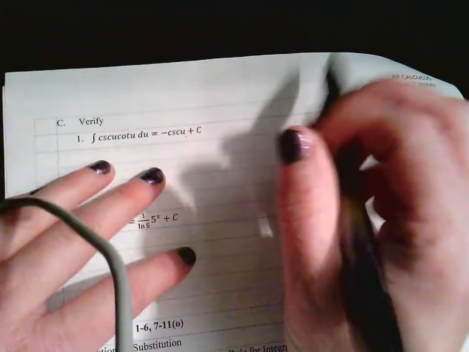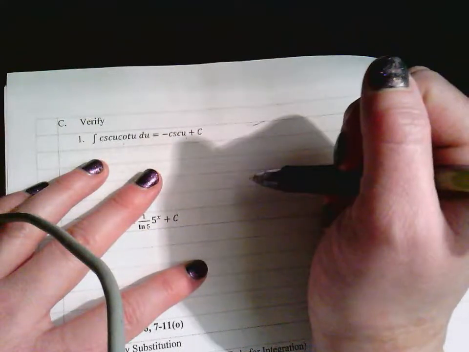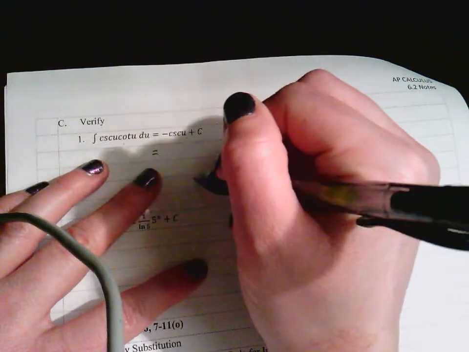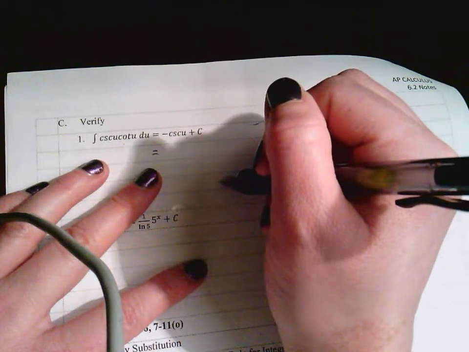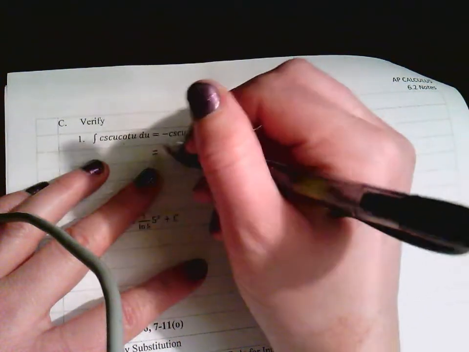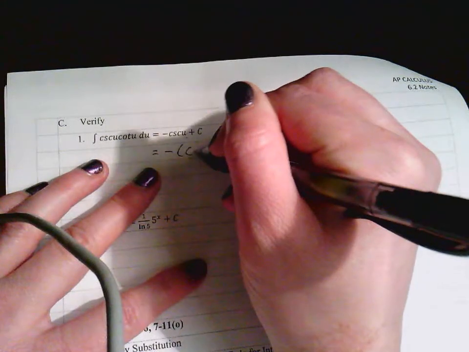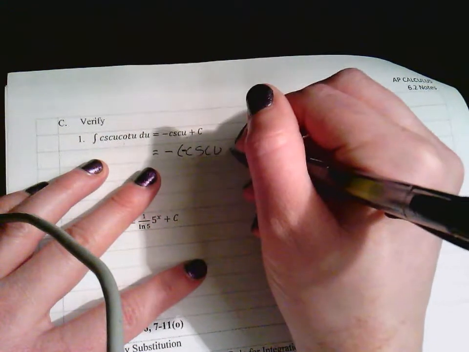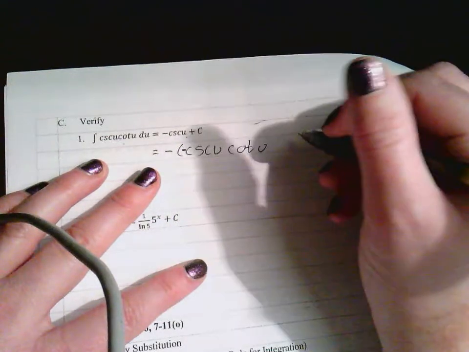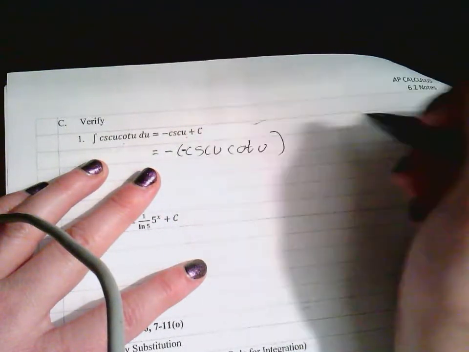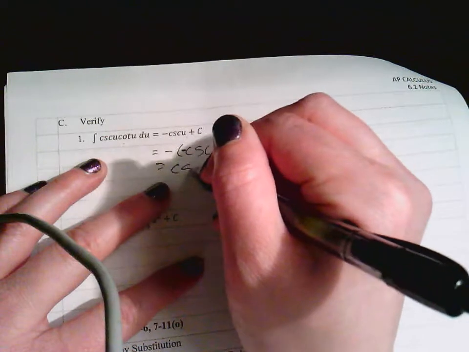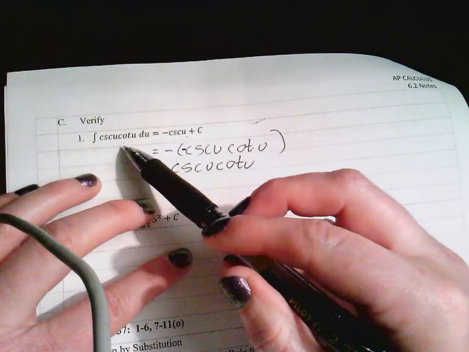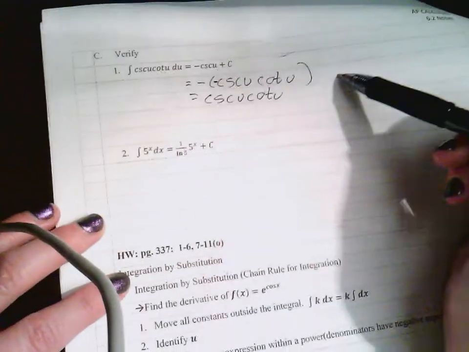So let's get started. So the derivative of cosecant of u is going to be negative cosecant u cotangent u. So this negative's from there. Which is going to be cosecant u cotangent u. And that's what you got. That's how you verify this one over here.